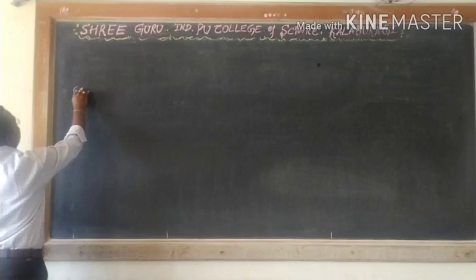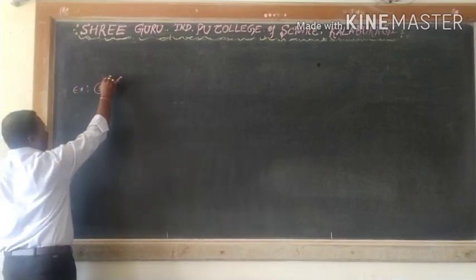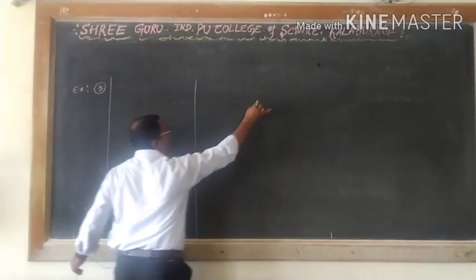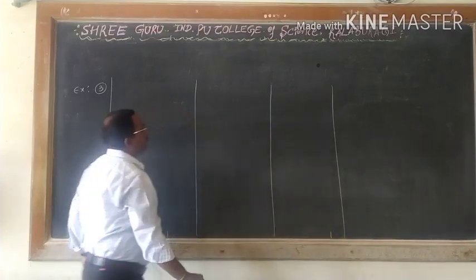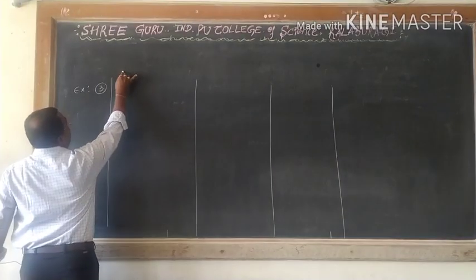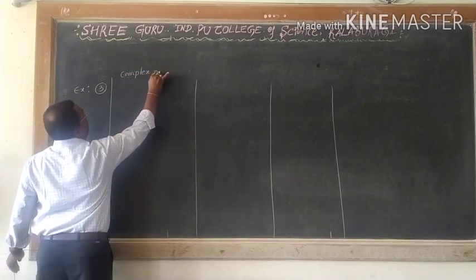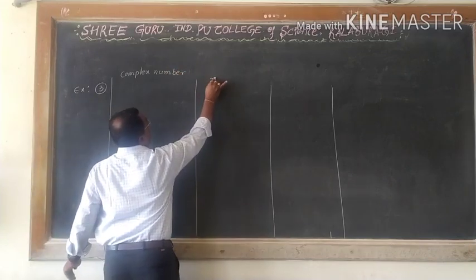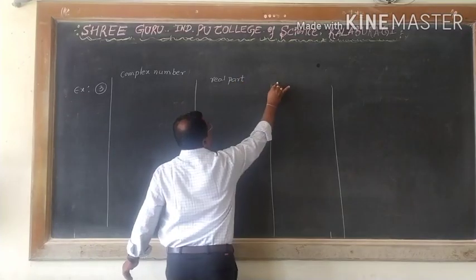Example number 3. Here a complex number, write real part, imaginary part.